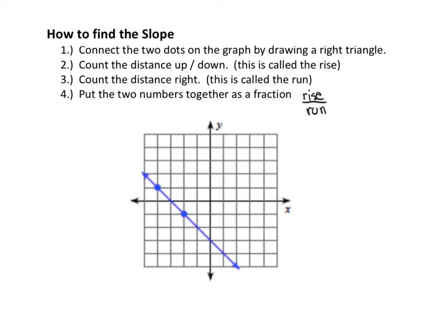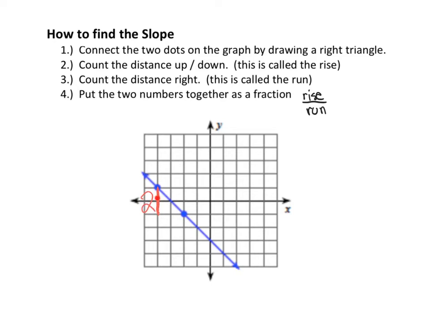So we're going to do the first step, which is to connect the 2 dots on the graph by drawing a right triangle. So we always start at the far left dot right here. And we want to end up making a line some way to get to this dot. So to make a right triangle, I have to go down a certain amount of spaces to get to where that next dot lines up with. So I went down 2 there.